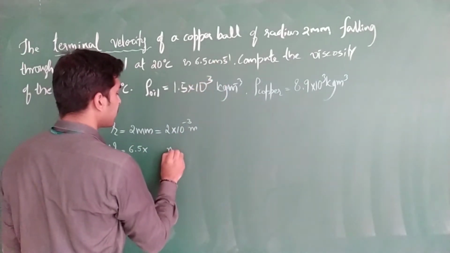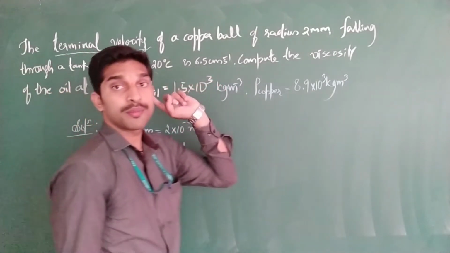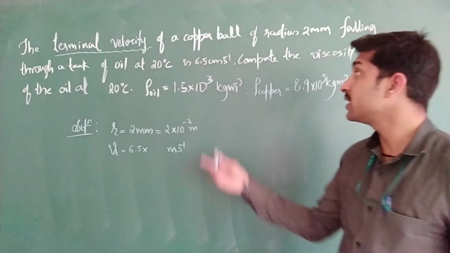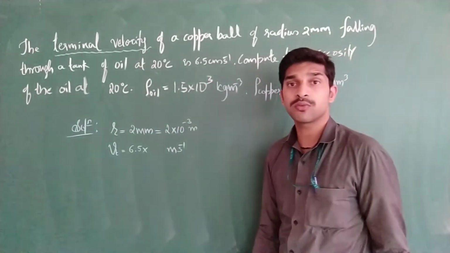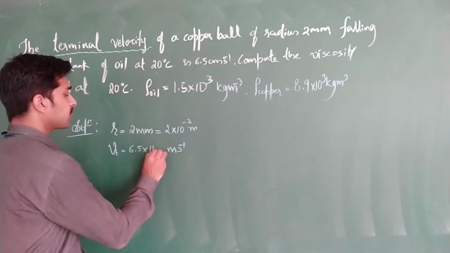We want to convert it into meter per second. Centi means how much? Milli, as you said, is 10 to the power of minus 3. What is the standard for centi? Centi means 10 to the power of minus 2. 10 to the power of minus 2.